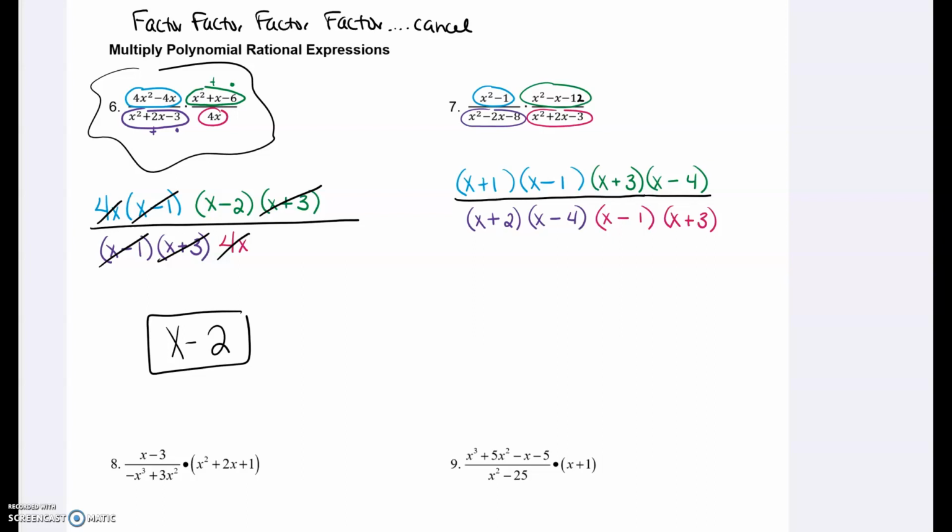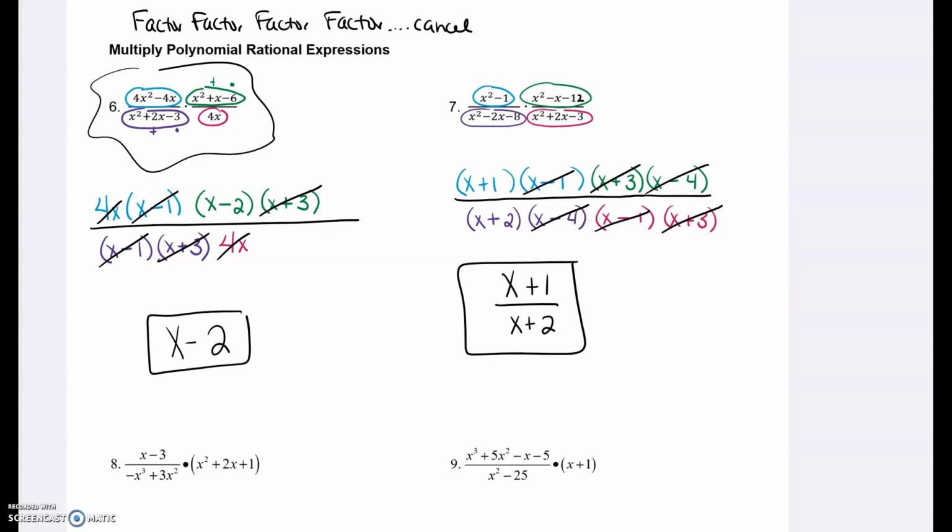Now we just play the matchy-matchy cancel game. So x plus 1, I don't see an x plus 1 on the bottom. x minus 1, I do see that on the bottom. x plus 3, I see that on the bottom. x minus 4 on the bottom. Our final answer then is x plus 1 over x plus 2.